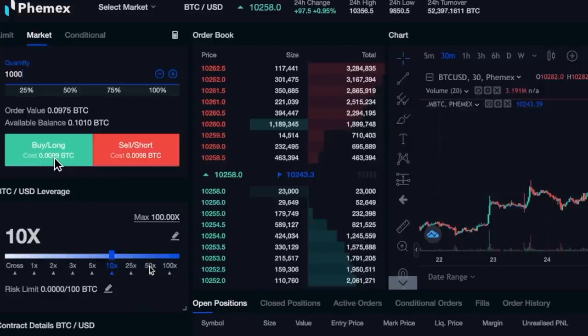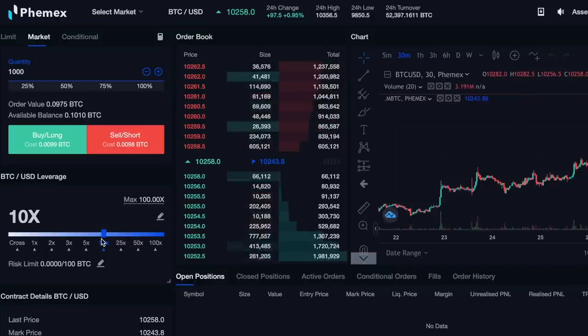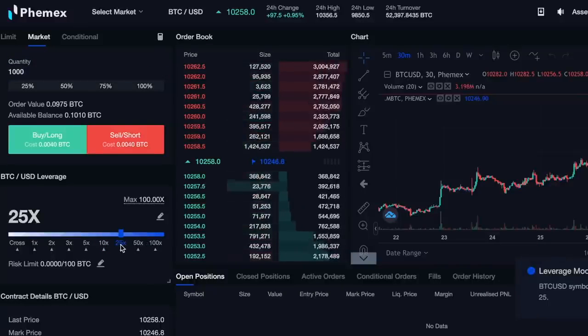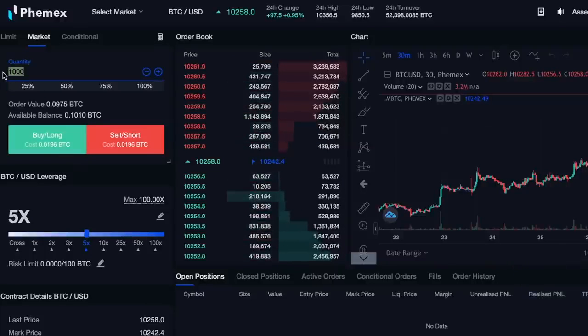This would be far too high. Big disclaimer, the higher the leverage, the higher the risk. Because the higher the leverage, the closer the liquidation price will be to your entry price. So we will stick down here to 5x, and this will cost us 0.02 Bitcoin to open up this position. The position will be worth 1,000 contracts. So let's click right there.